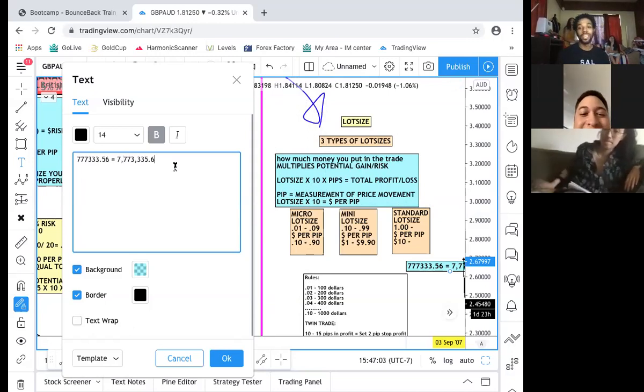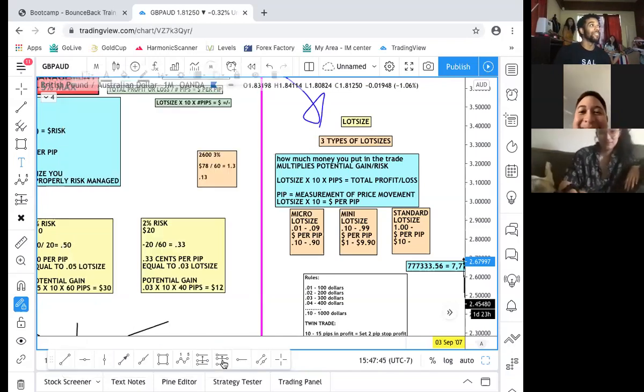All right, so let's say this moves 10 pips, family. How many pips? 10. 77,733,560. Boom. 77 million. If I win a trade like that, I'm not trading no more. I'm done. I'm flipping for life.